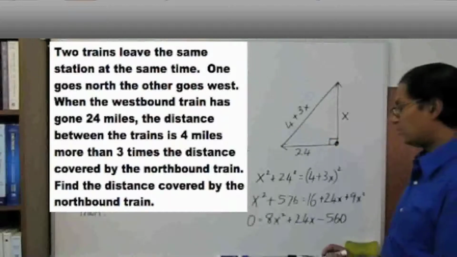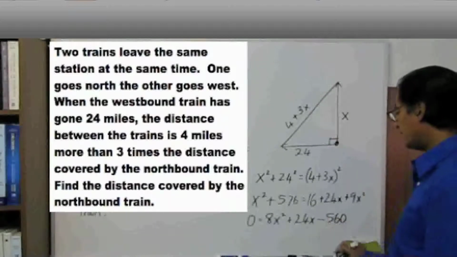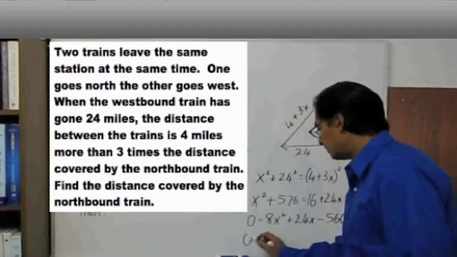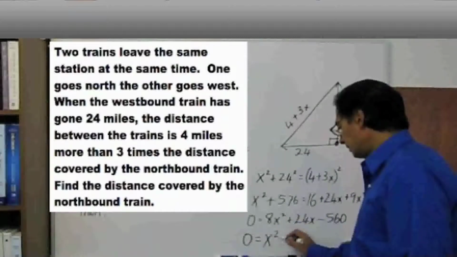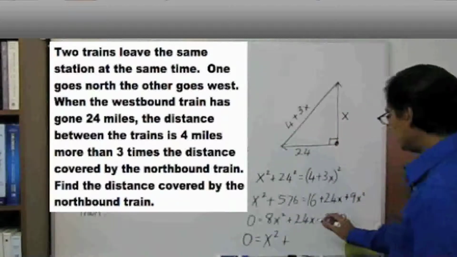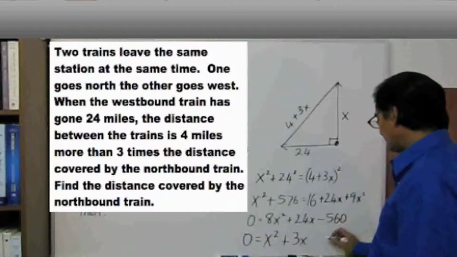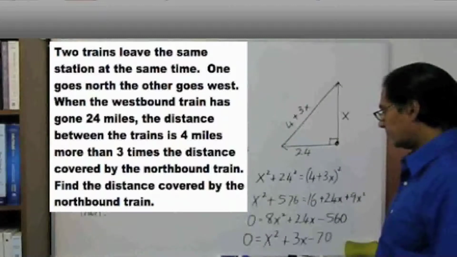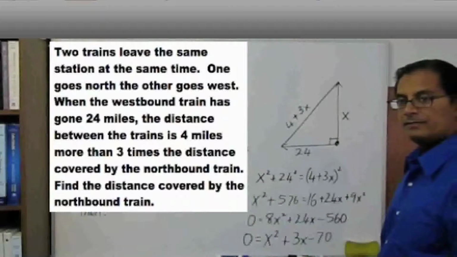Quadratic equations can be solved by factoring. First of all, we see that everything here divides by 8. So therefore, if we divide everything by 8, we get 0 equals 8 divided by 8 is 1, x squared. 24 divided by 8 is 3. And 560 divided by 8 is 70. And you'll see this quadratic equation can be solved by factoring.